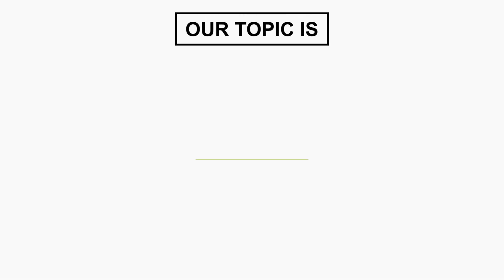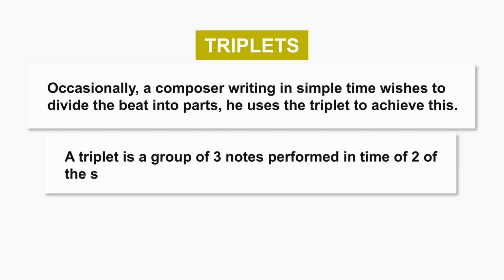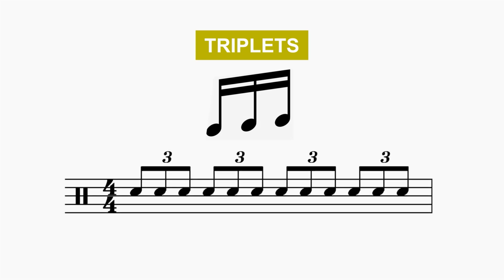In today's class, our topic is triplets. Occasionally, a composer writing in simple time wishes to divide the beat into three parts. He uses the triplet to achieve this. A triplet is a group of 3 notes performed in the time of 2 of the same value. The triplet is shown by the figure 3. See the example below.